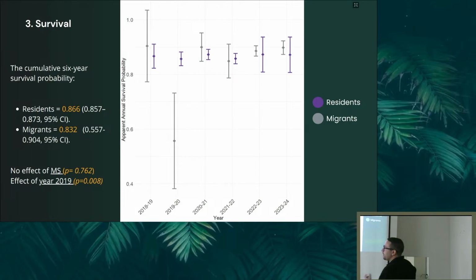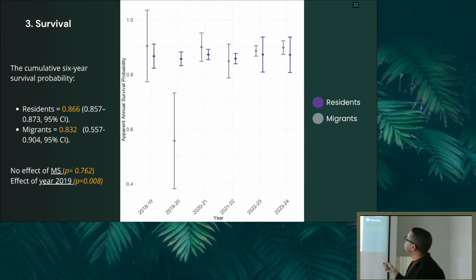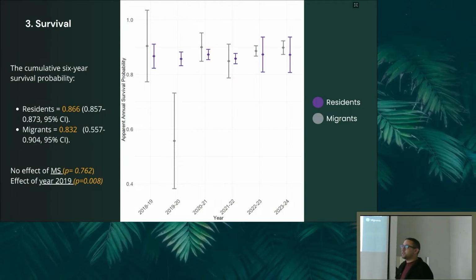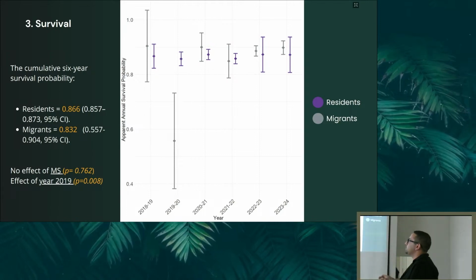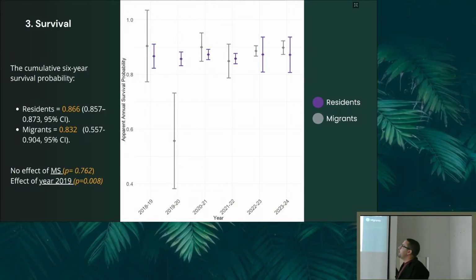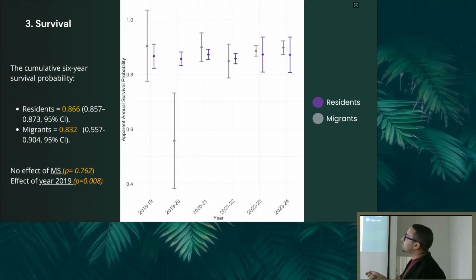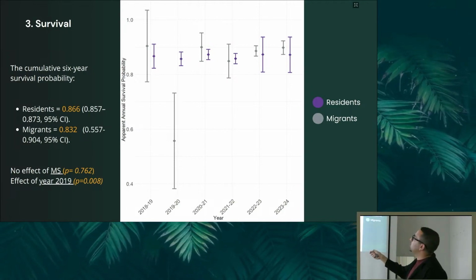And when it comes to apparent survival, we measured again across different phenotypes, residents and migrants. The purple is always on the right if you cannot see it properly. The cumulative 6-year survival probability for residents was higher than for migrants, 0.86 against 0.83. In our models, again, migratory strategy had no effect on survival probabilities. Across the years, it also didn't show much significance, just in 2019, where we had this weird event where the survival probability for migrants was significantly lower than in the other years.